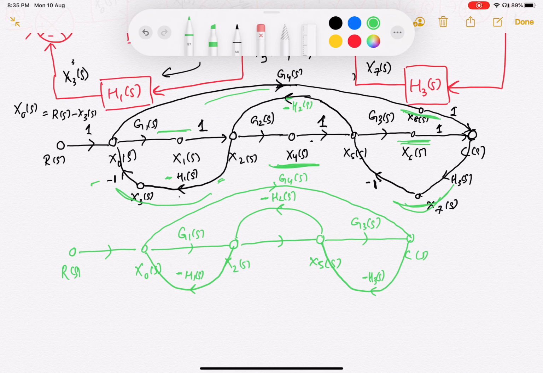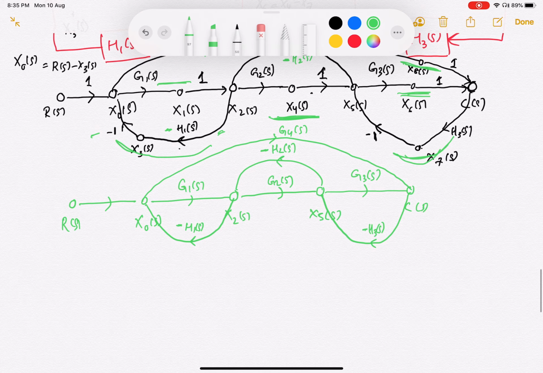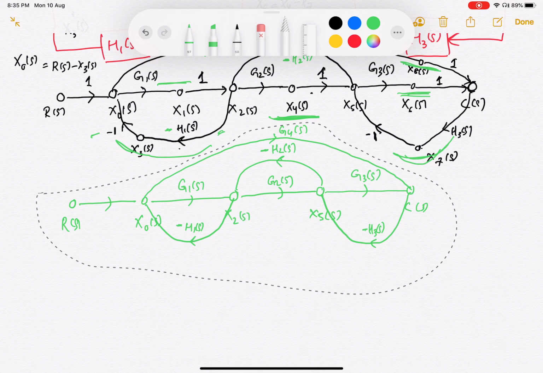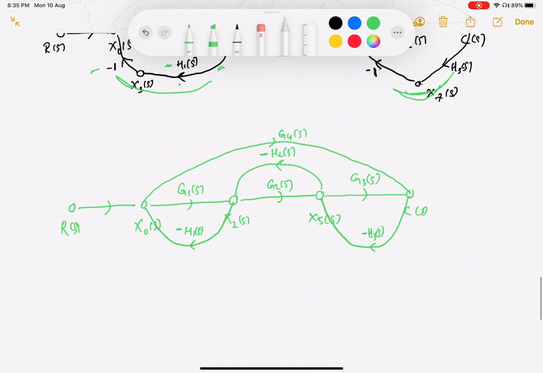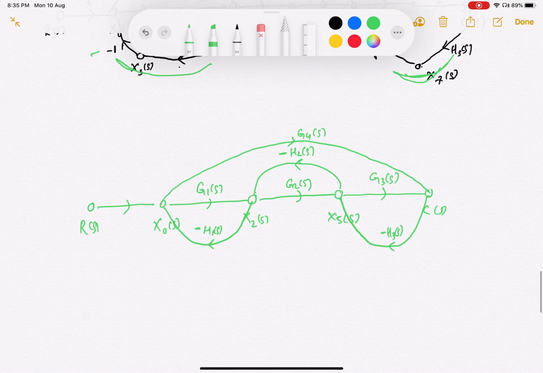This is G1 minus H1, G2. This one is G2S, right? This is minus H2S. This is G4S. This is G3S. This is minus H3S. So this is now a very simple signal flow graph. Now let us move this slightly down and look at the forward paths that we have in this, right?